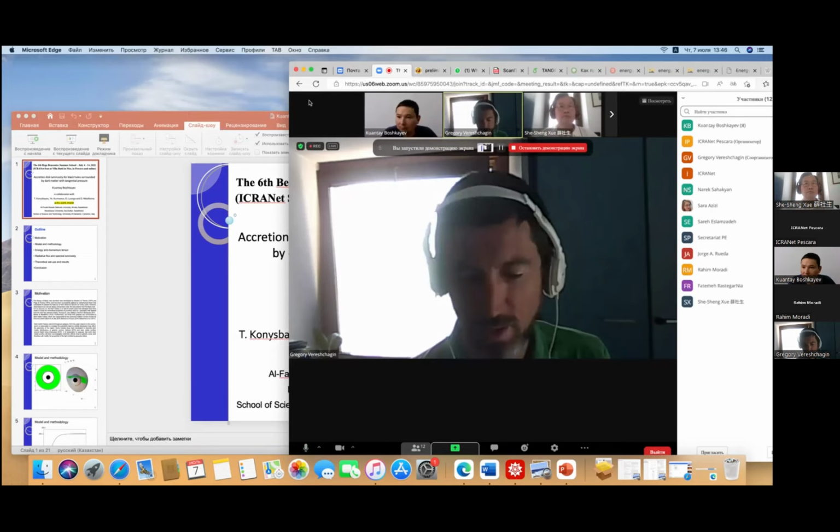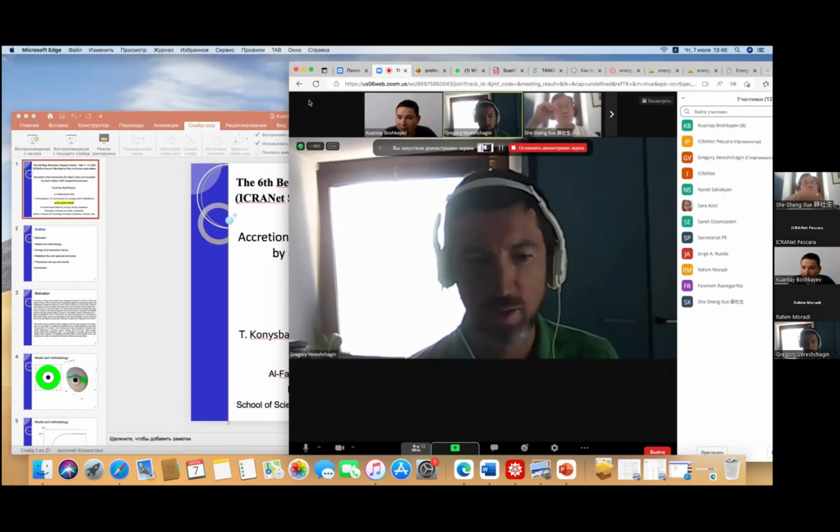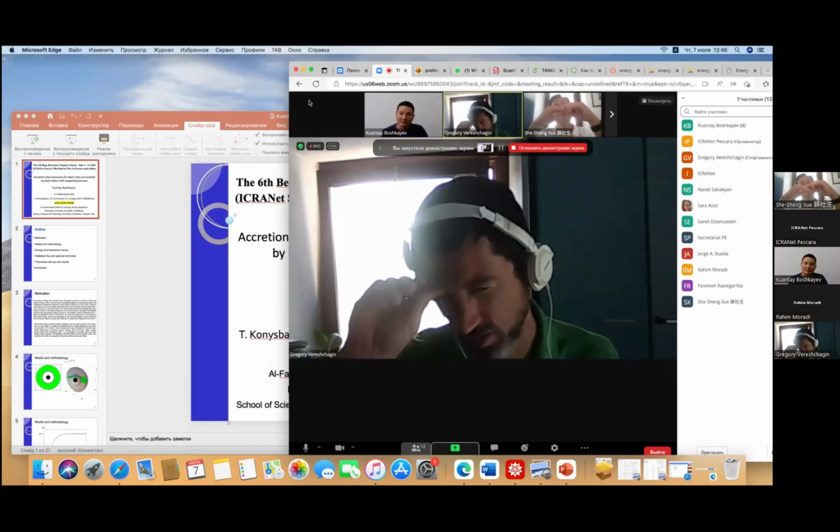And then another question is related. If you have this dark matter around the black hole, there should be accretion of dark matter onto the black hole. Did you try to estimate what the rate of accretion is in this case? Is it comparable to the Bondi accretion rate?